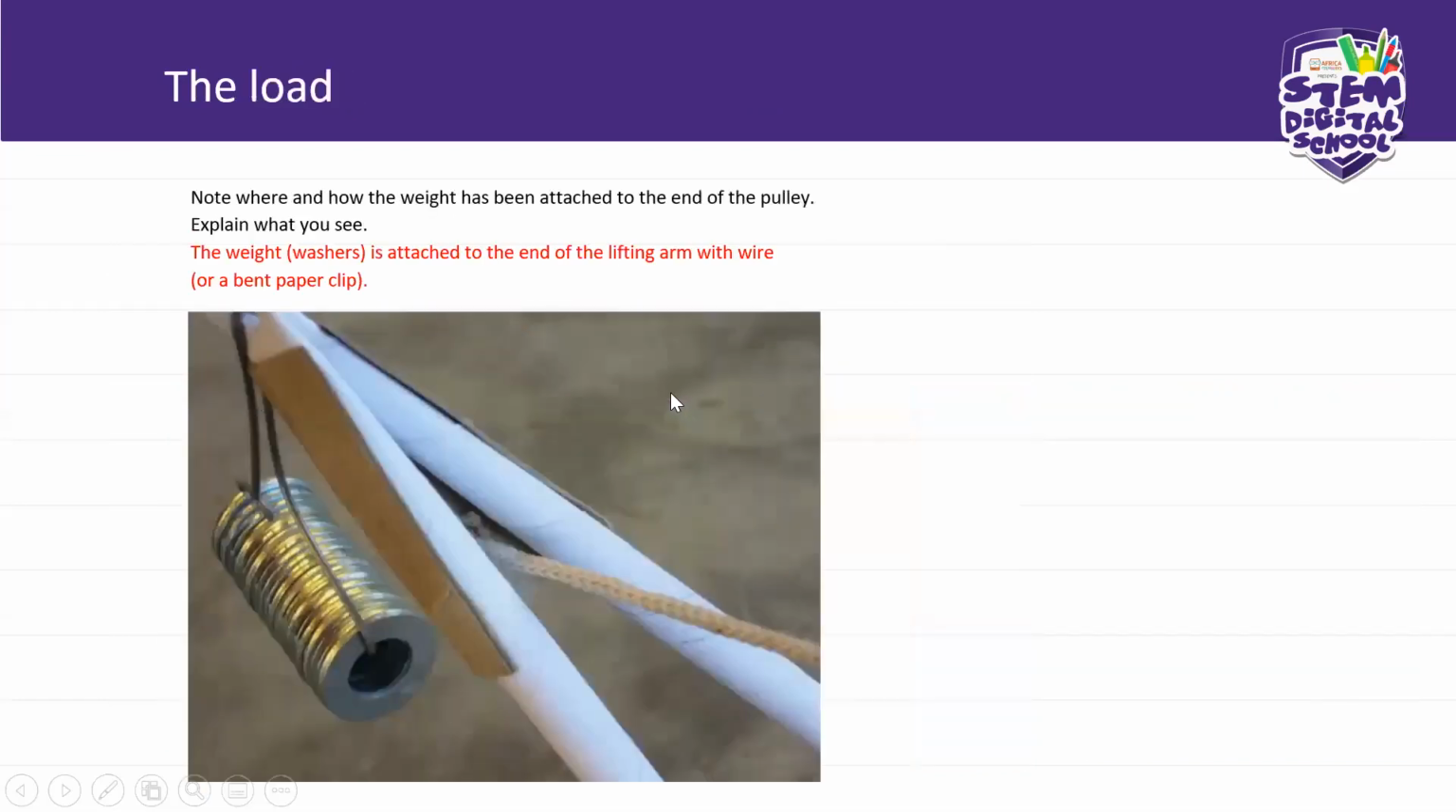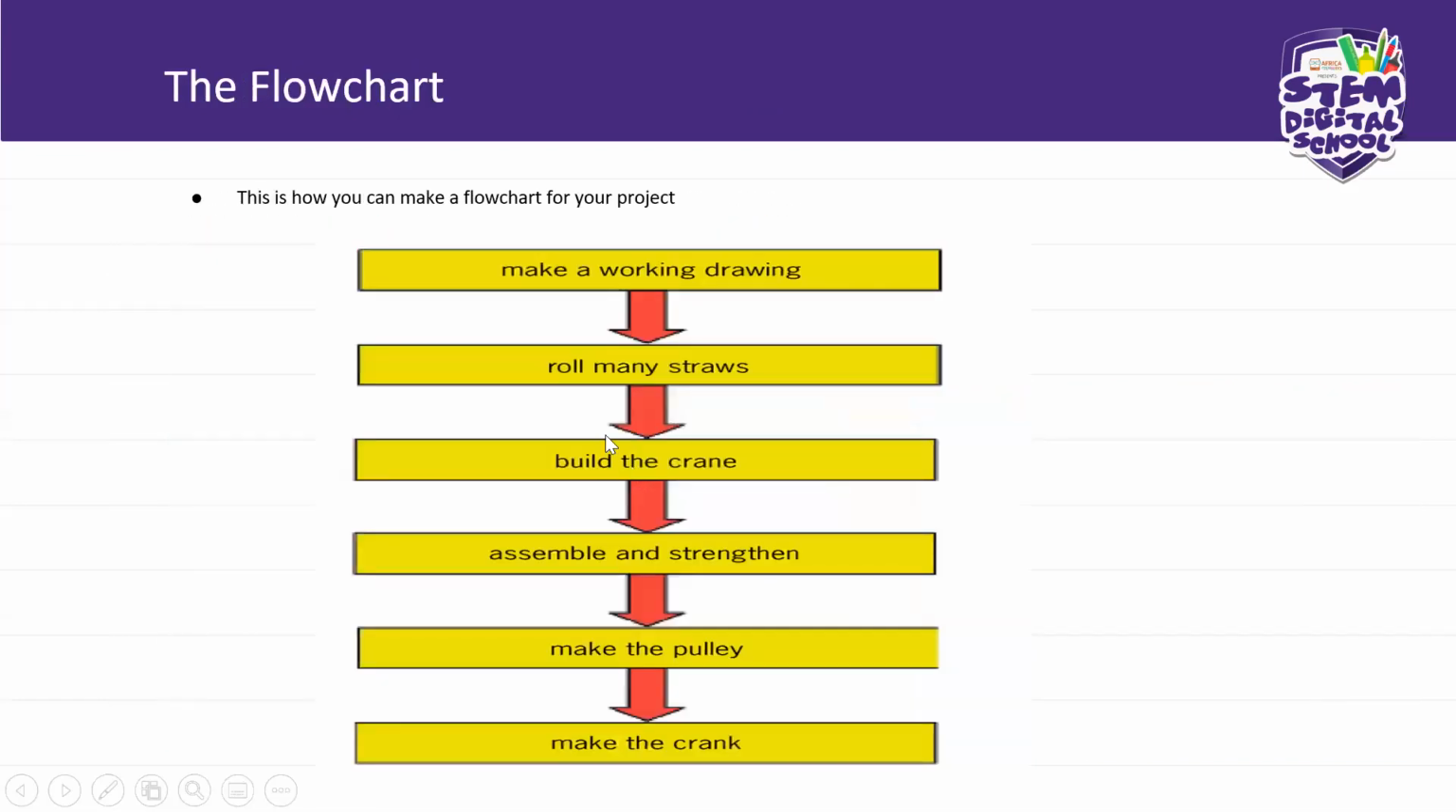So you roll the straws, right? And then you build the crane, cutting and joining the material using the tools, and then you assemble and strengthen. Remember, there are many other cranes I have shown you, okay? I'm just making an example of one crane you can make. There are many other cranes. You can even design your own, okay?